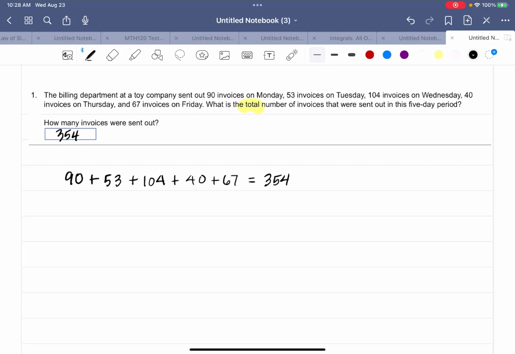Now, if you were to multiply all those numbers together, because remember, total can mean to add or multiply, you would get a gigantic number, and you would know that that doesn't make sense.